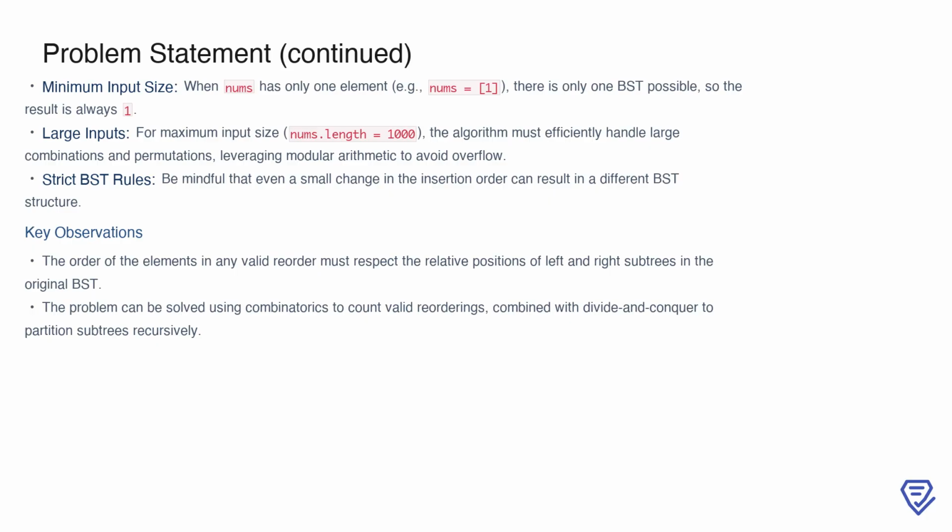This requires handling very large combinations and applying modular arithmetic to avoid overflow. It's important to adhere to the strict BST insertion rules, as even a small change in the order can create a completely different tree. A key observation is that any valid reorder must preserve the relative positions of elements in the left and right subtrees. By combining combinatorics and a divide-and-conquer approach, we can recursively count these valid reorderings and solve the problem efficiently.